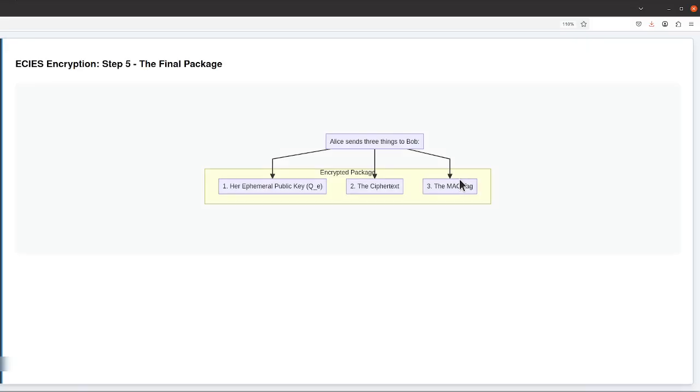ECIES encryption. Step 5: the final package. Alice is now ready to send her message. She assembles a final package containing three things. First, her ephemeral public key, Q_E, so Bob can compute the shared secret. Second, the ciphertext of the message. And third, the message authentication code, or MAC. She sends this entire package to Bob. Notice that her ephemeral private key and the symmetric keys were never transmitted.